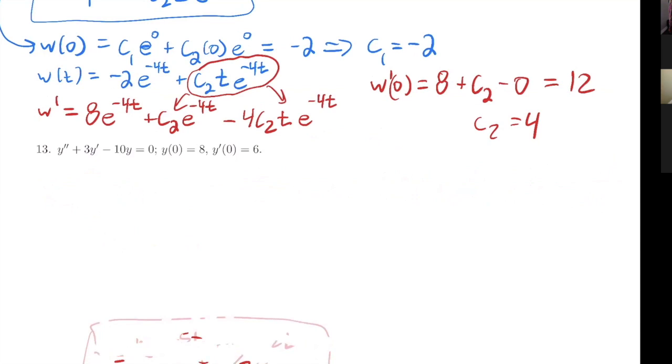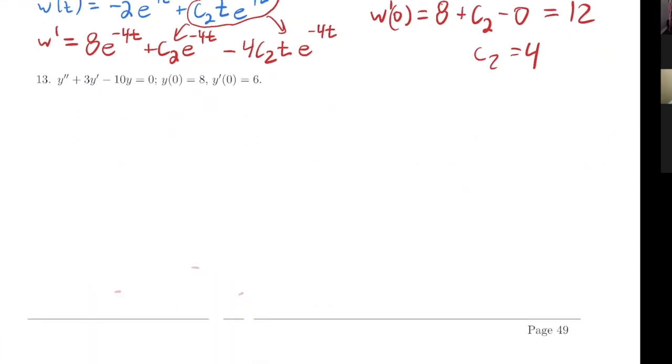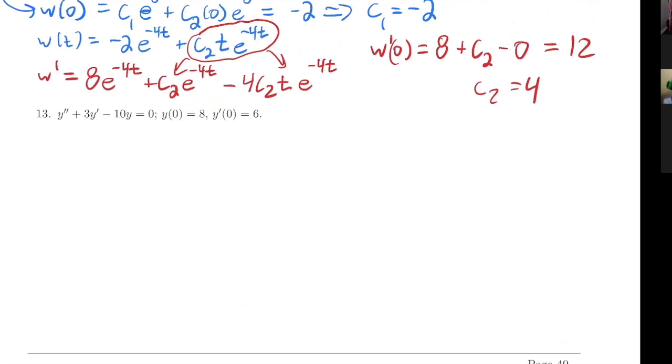Okay, so let's pretend we don't know what the answer is. If we were working with 13, same sort of idea: step 1 is let's set up the characteristic equation. So we would have r squared plus 3r minus 10 is 0. Again, the 1 comes from the 1 in front, the 3 from the 3, and the minus 10 gives us the minus 10.